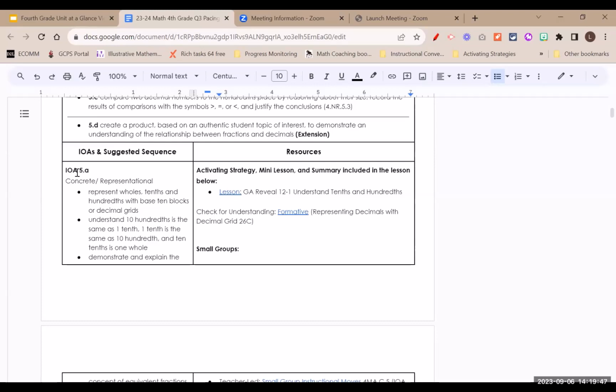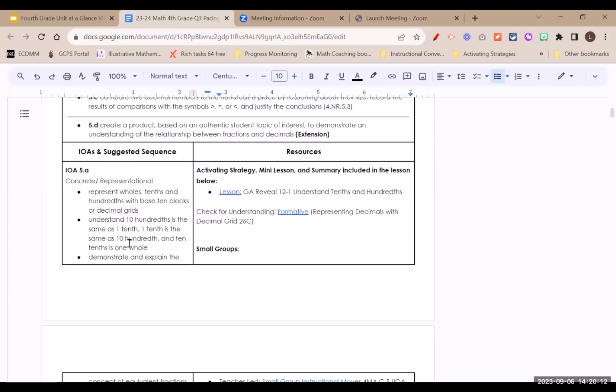So for this first day on pacing, we can see that the IOA is 5A. It is a concrete representational day. We're going to be representing wholes, tenths, and hundredths with base 10 blocks or decimal grids. That's why it's concrete/representational, connecting those two. We're going to understand 10 hundredths is the same as 1/10.